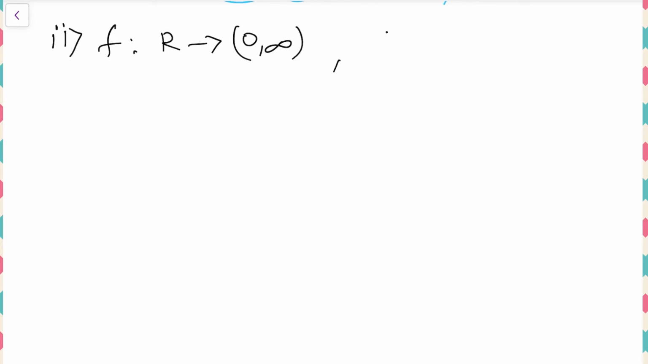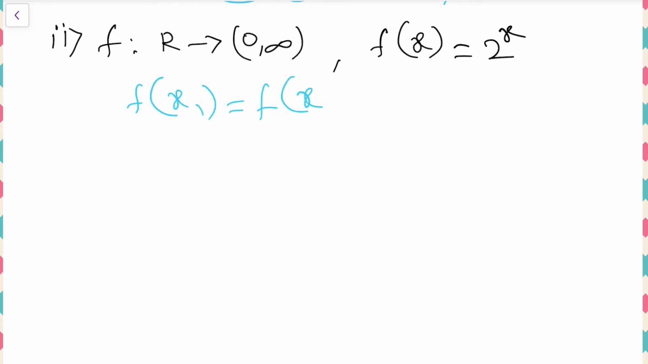Next, let us check the second one. F is a function from R to (0, infinity), and the function is defined as f of x is equal to 2 power x. So first I am going to check whether it is an injection or not. So for that, f of x1 is equal to f of x2. 2 power x1 equals 2 power x2. Both the bases are equal to each other, so obviously the powers are also equal to each other. x1 is equal to x2.